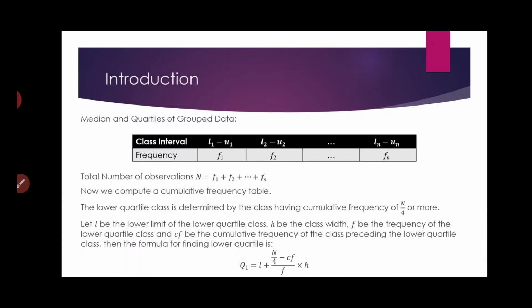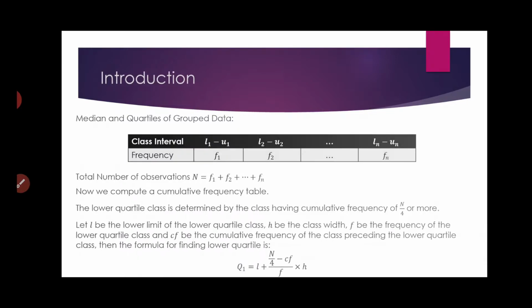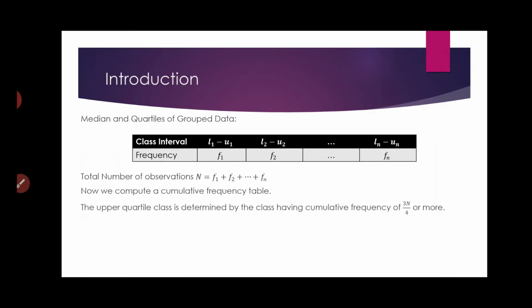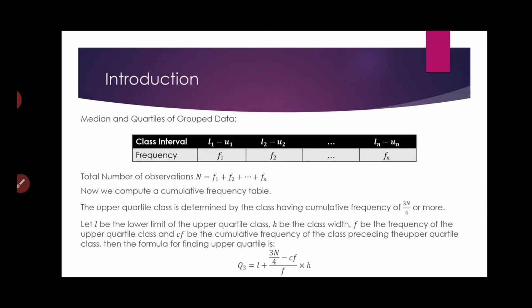Fine. And similarly, if I want to find the upper quartile, then instead of n by 4, we have to look for the class having a cumulative frequency of 3n by 4 or more. And after that, once we have identified all the other variables, this is the formula for finding the upper quartile. Now in the same process, you can also find the deciles.